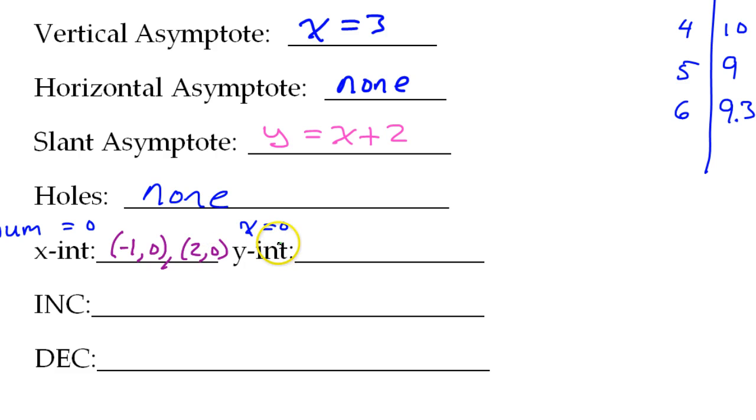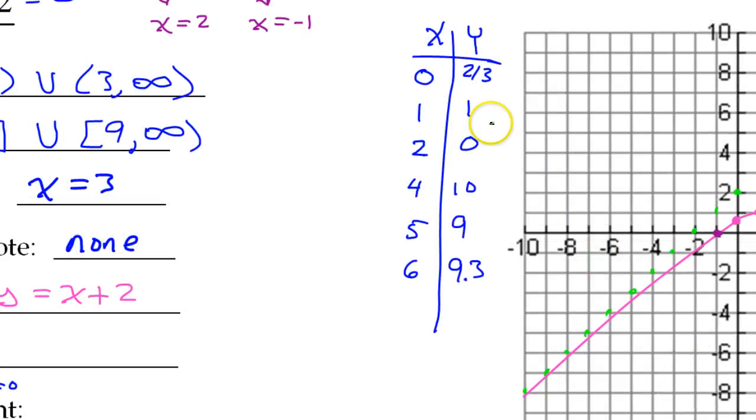Now the y-intercept. The y-intercept is where the x equals 0. So you see x was 0. We had a y value of 2/3. So this is the y-intercept right there, 0 comma 2/3.